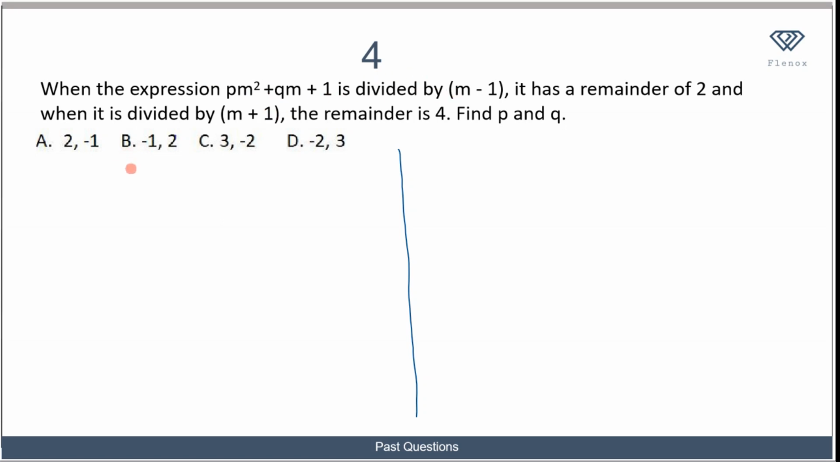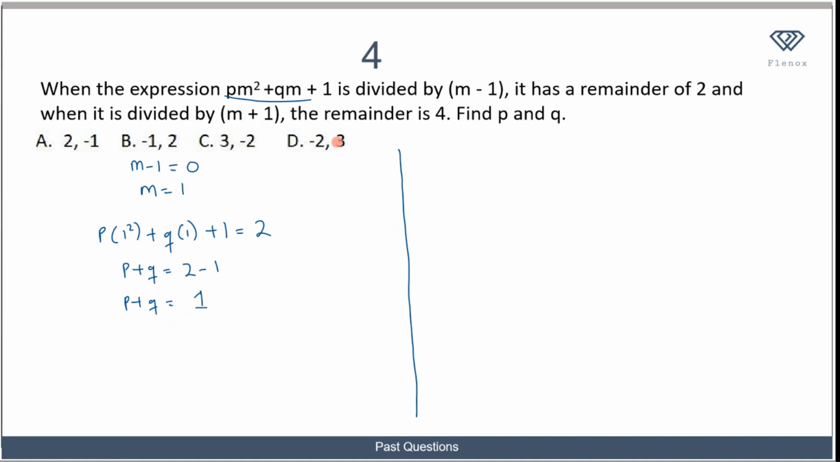So in this case, I'm told that when m minus 1 is divided, I find the root here. So m minus 1 equals 0, so m is equal to 1. So when m is equal to 1, the remainder is 2. How do I write it down? I substitute the value of m equals 1 into this expression here. So I have p into bracket 1 squared plus q into bracket 1, then plus 1 will be equal to what? The remainder is 2. So here I have p plus q will be equal to 2 minus 1. So p plus q is equal to 1.